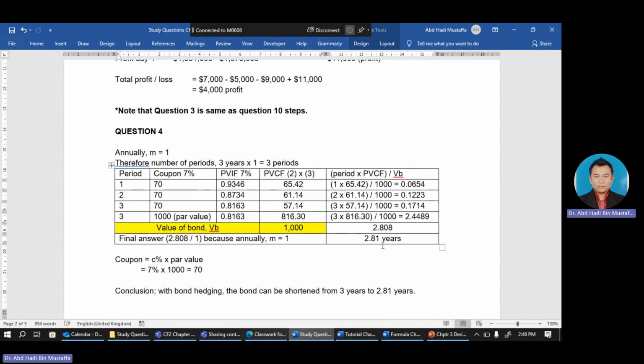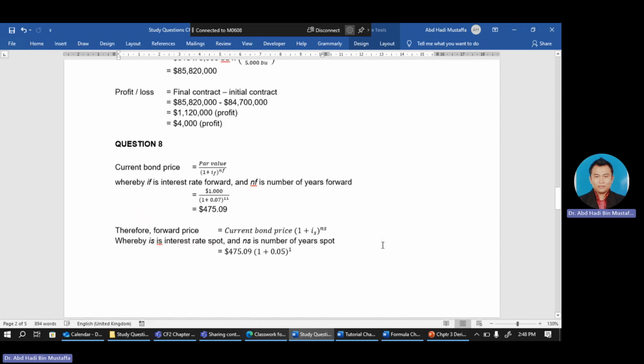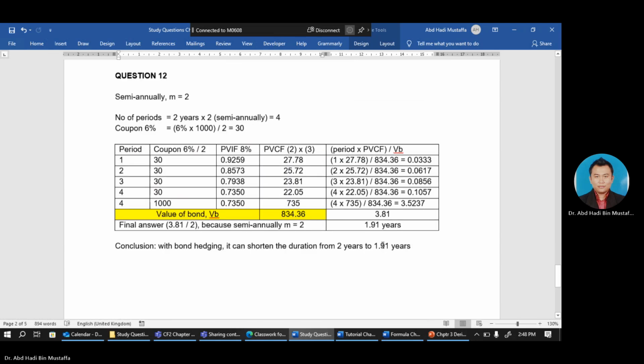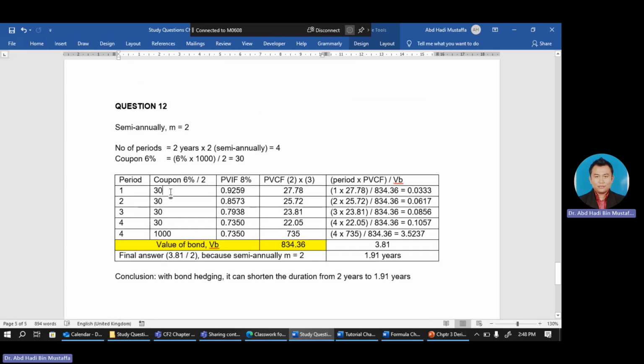What happens if it is semi-annually? Let's go to semi-annually, question number 12. How do you get 30? 6% multiplied by 1000 divided by 2, because it is semi-annually, so the coupon must be divided by 2. But for 1000, no need. Why? The 1000 is the par value. Par value, do not divide by 2. Please be careful: the par value for the last one, 1000, do not divide by 2. The others are divided by 2 because of the coupon.